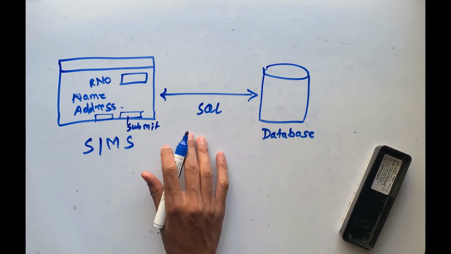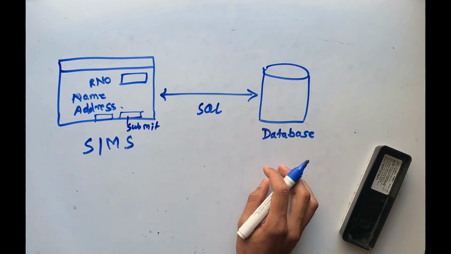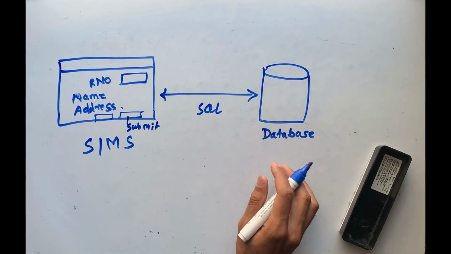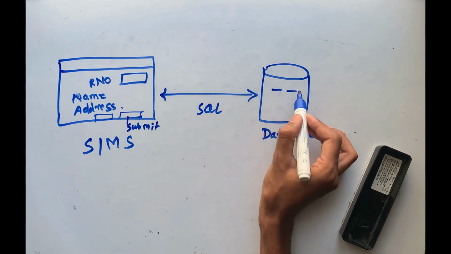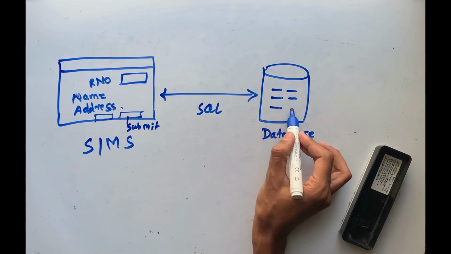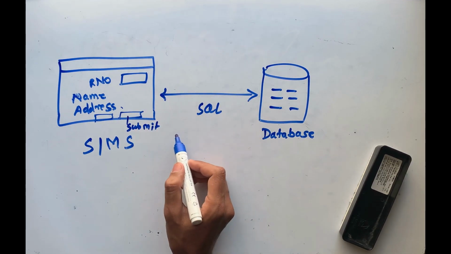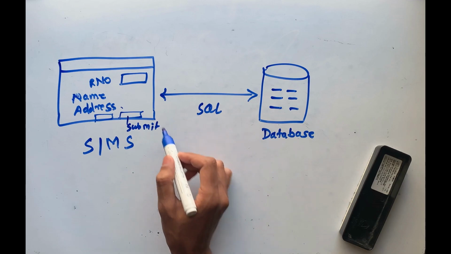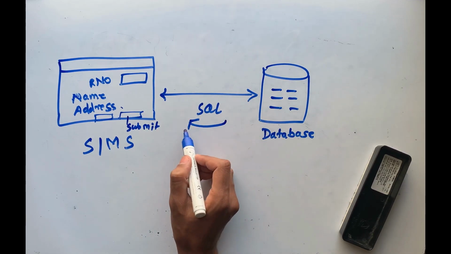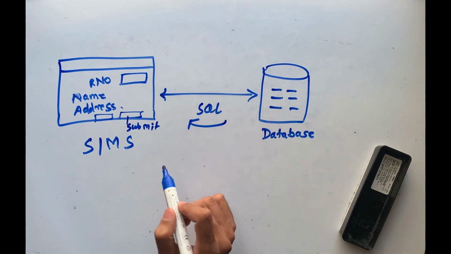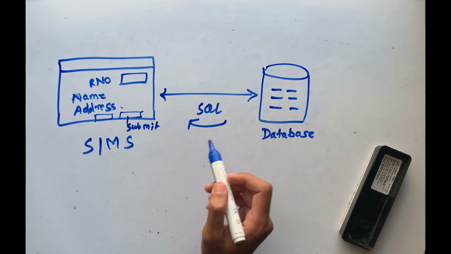SQL is managing or holding the data in a relational database management system. Means there is data available in the different tables, and we have to manage that data, either inserting data, updating data, deleting data, or selecting the data from the database. So at that time SQL is coming into the picture.